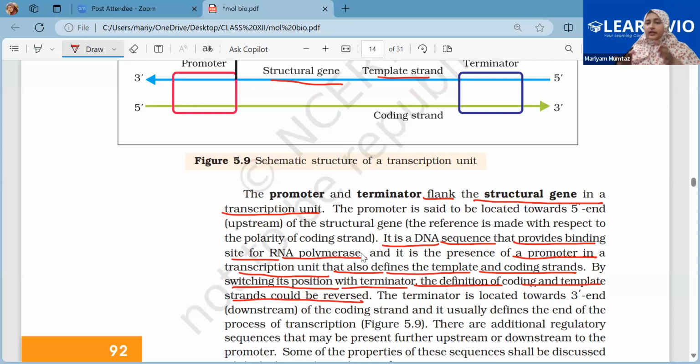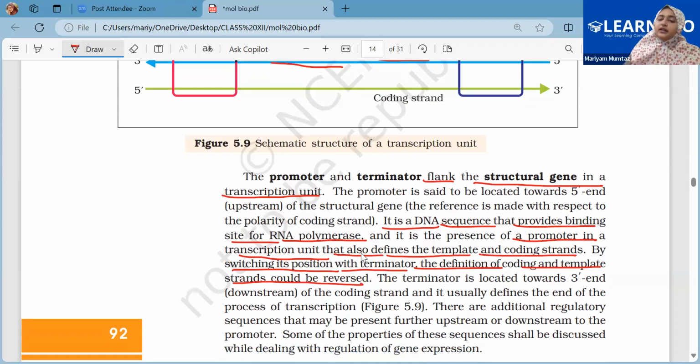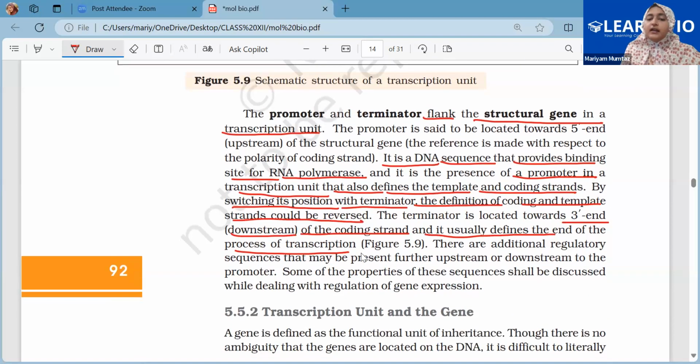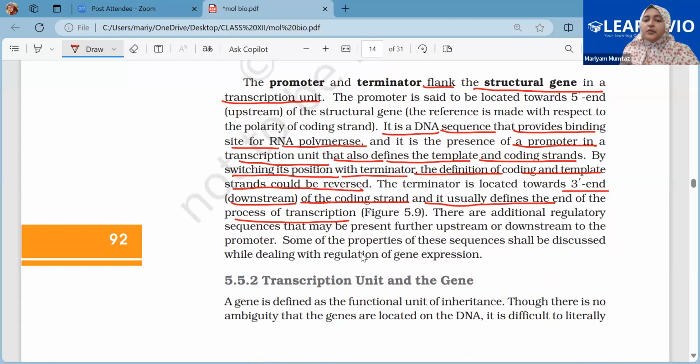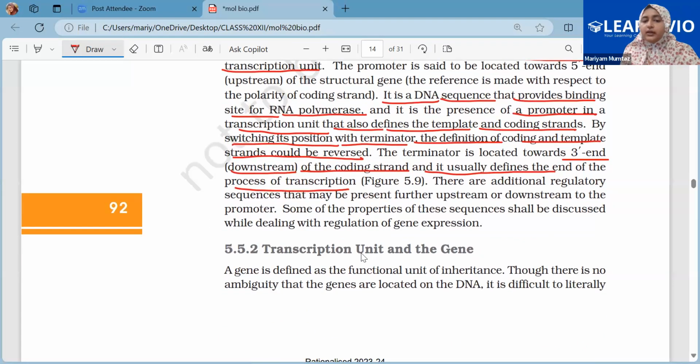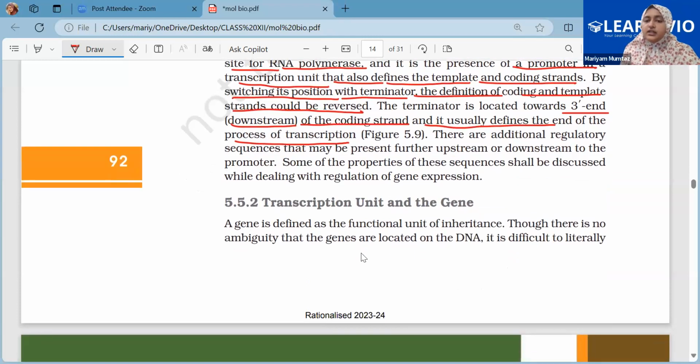Now, if you take the terminator, put it this side, take the promoter, put it onto the opposite side, then the whole entire polarity will be reversed, and that will also work. Now, the terminator is located towards the 3' end, which is downstream of the coding strand, and it usually defines the end of the process of transcription. There are additional regulatory sequences that may be present further upstream or downstream to the promoter. Some of the properties shall be discussed while dealing with the regulation of gene expression.